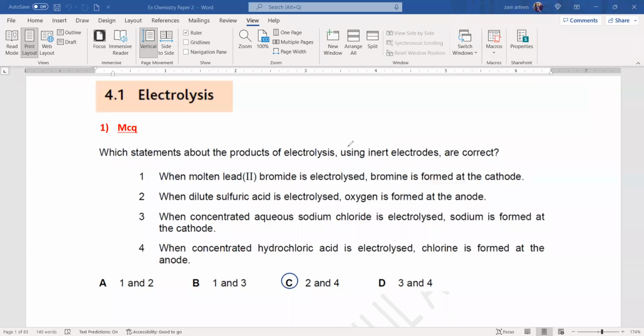So which statement about the product of electrolysis using inert electrodes is correct? 2 and 4 are the right statements, but we'll check how they are correct.